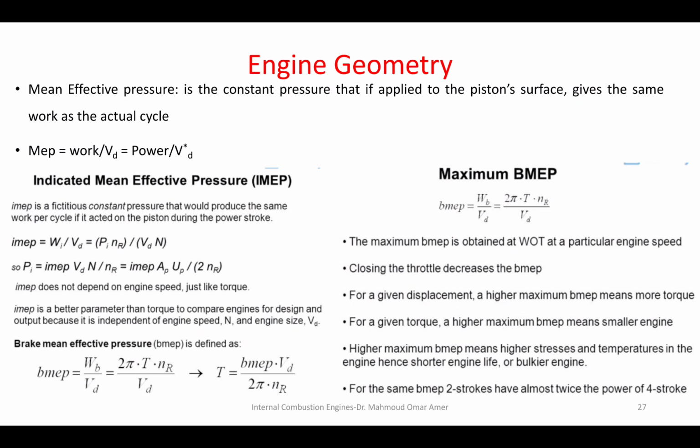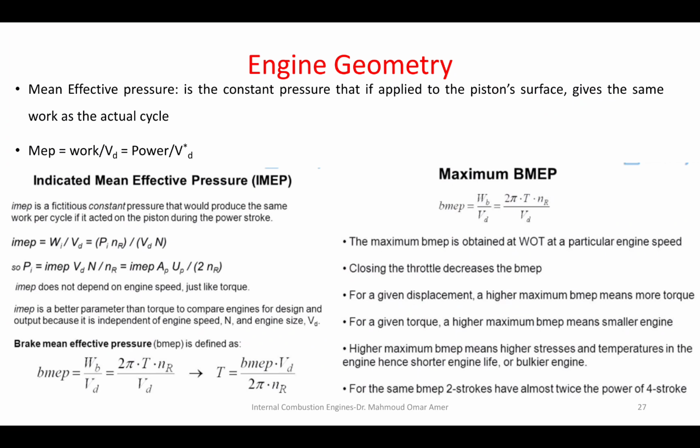We have another term called mean effective pressure. If you remember, previously we mentioned the mean piston speed, which is the average linear speed of the piston across the whole cycle, because the speed is varying across the cycle. So, what is the mean effective pressure? Is the pressure constant throughout the cycle?